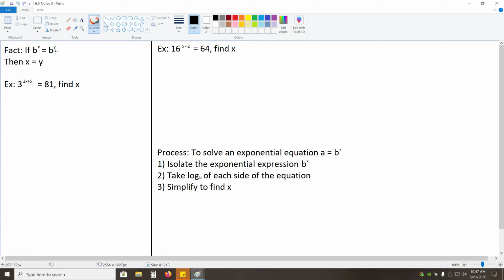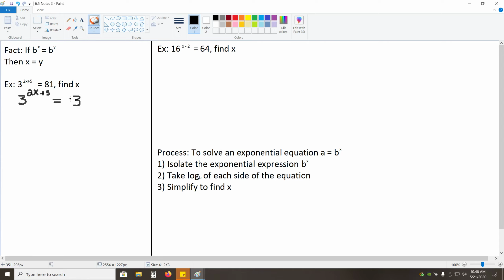So if we could manage to rewrite an equation where it has the same base on each side, then we can just set the exponents equal to one another. For this example, we have 3 to the 2x plus 5 equals 81, and we want to find x using this fact. The important thing to note about this problem is that 81 can be rewritten as 3 to some power.